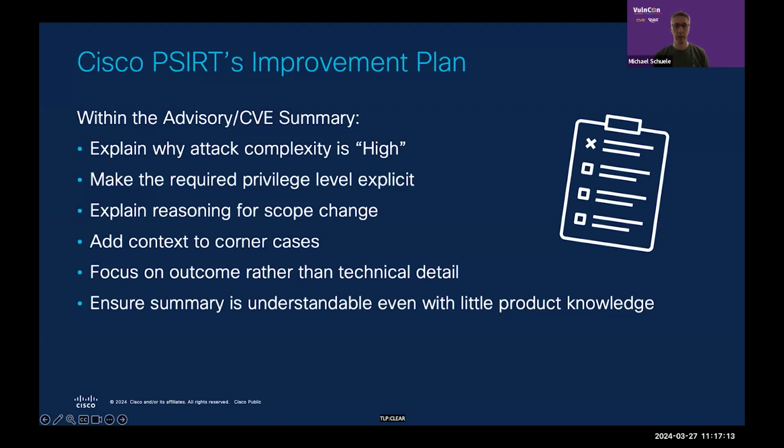Focus on outcome rather than technical detail, which is what I explained in more detail just a few minutes ago. And finally, ensure the summary is understandable even with little product knowledge. As we discussed, the NVD analysts typically have little product knowledge, so that would really help them.